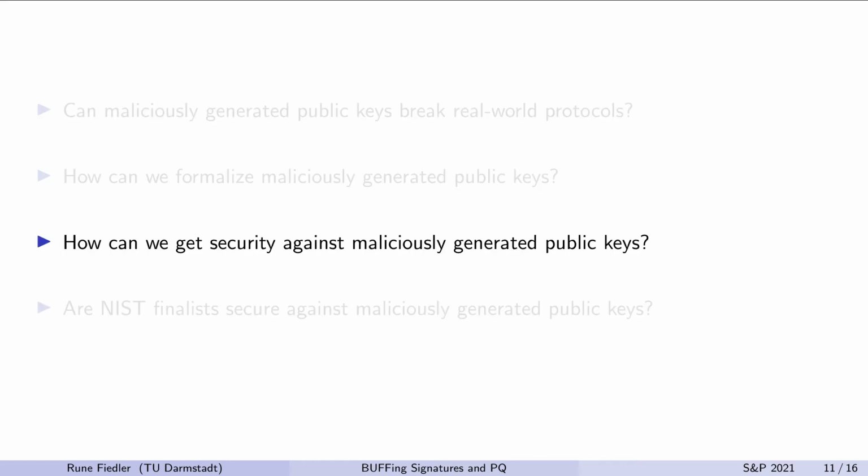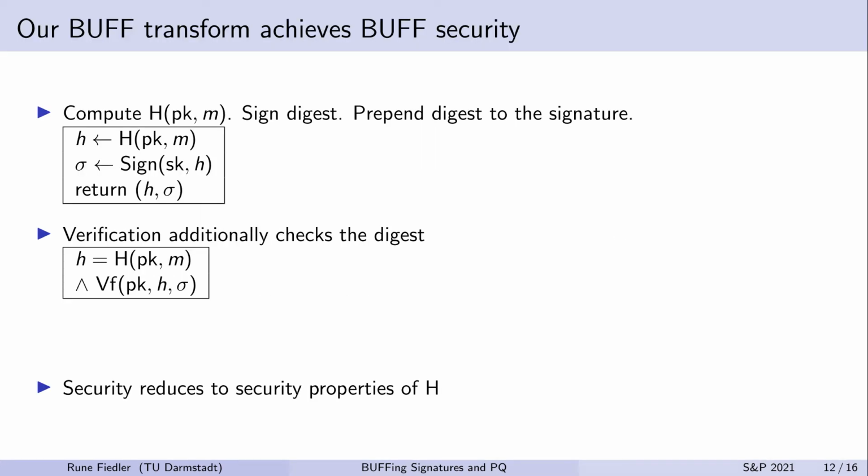So how can we achieve security against these maliciously generated public keys? Of course, for any specific signature scheme, you can try to find a proof specific for this scheme. For some schemes this may be easy and has been done already, and for other schemes this is infeasible. And specifically for the second case, we are proud to present the BUFF transformation, which achieves security against all beyond unforgeability features.